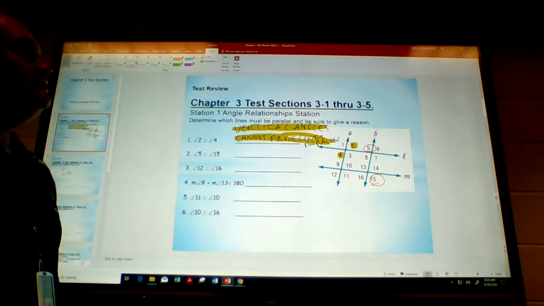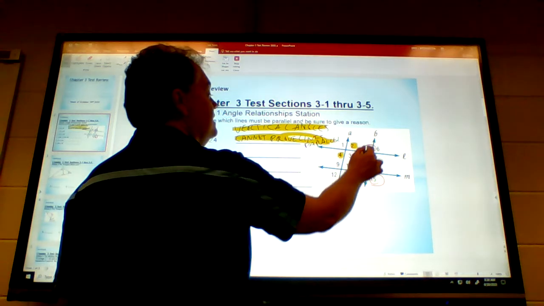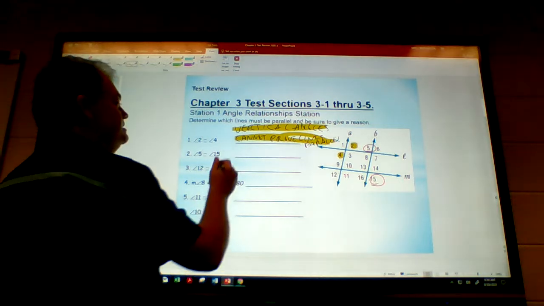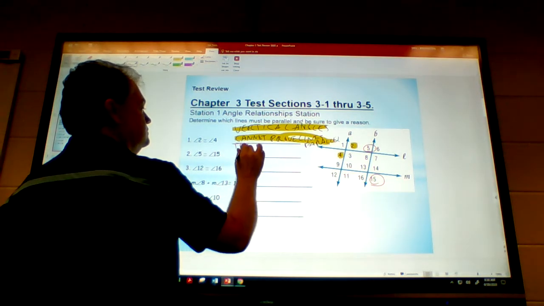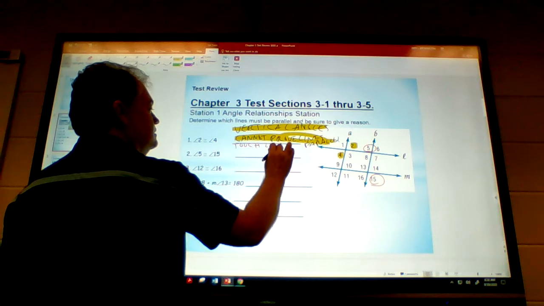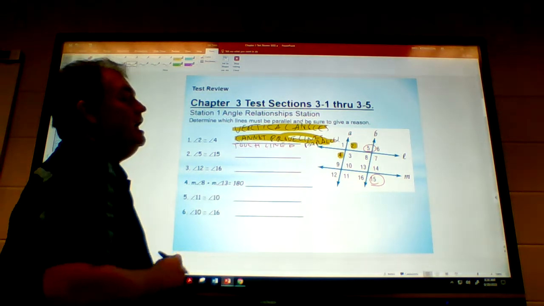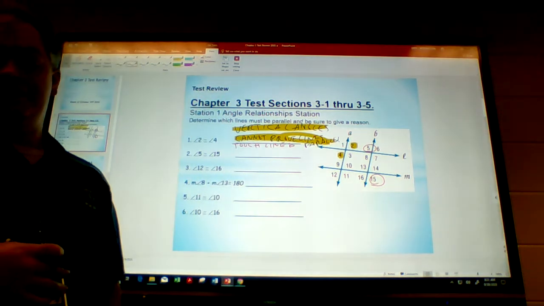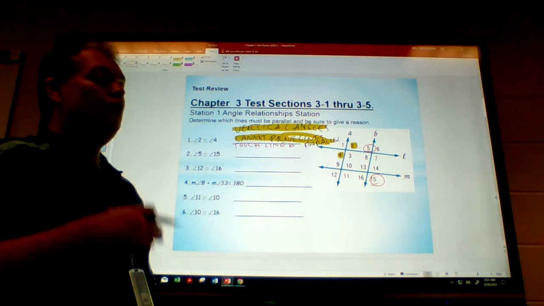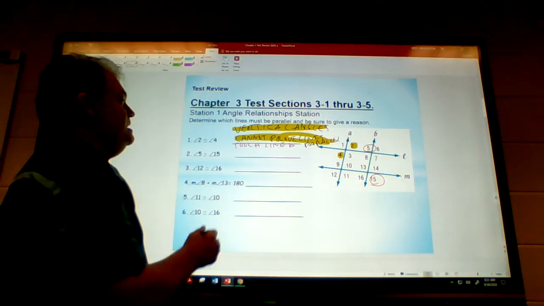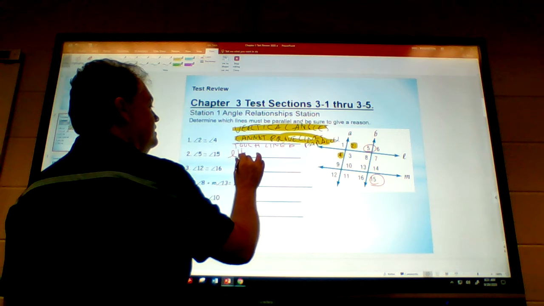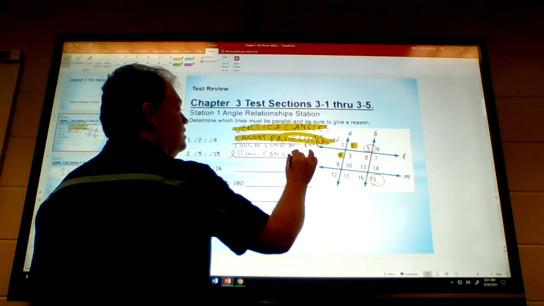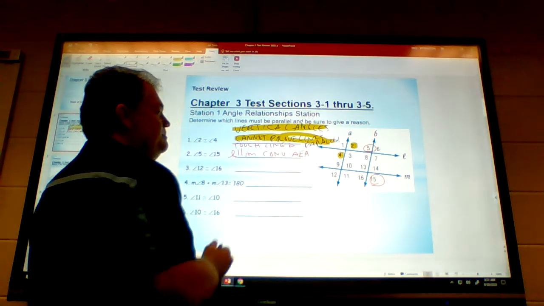If you look at 5 and 15, they both are touched by line B. They both touch line B. And if you look, these are alternate exterior angles. So the question is, which lines are parallel? Since they touch line B, that means that L is parallel to M by the converse of alternate exterior angles.